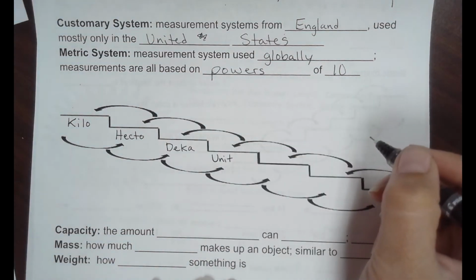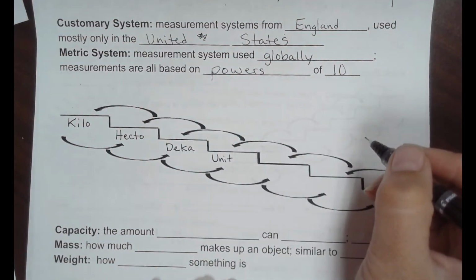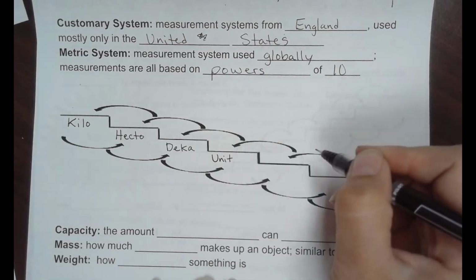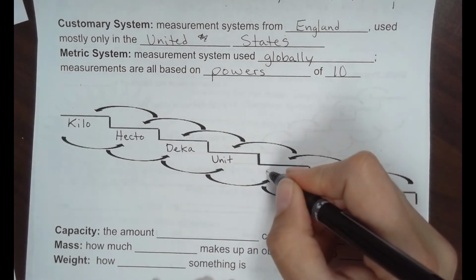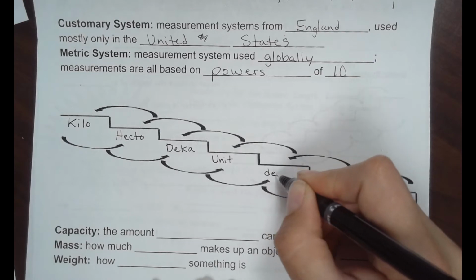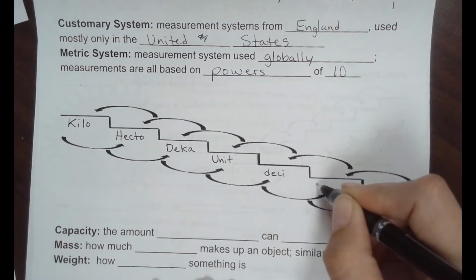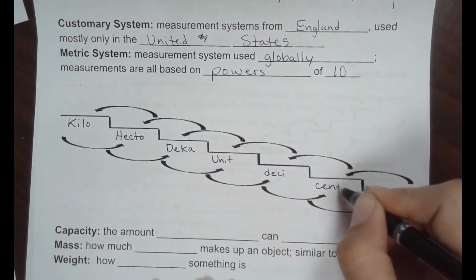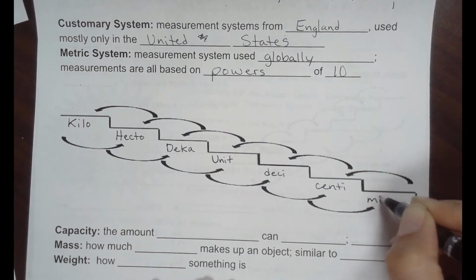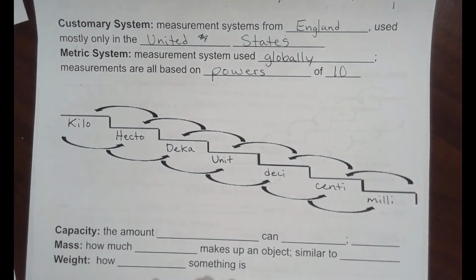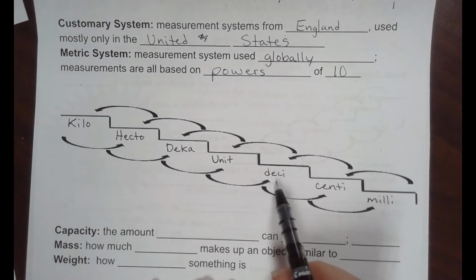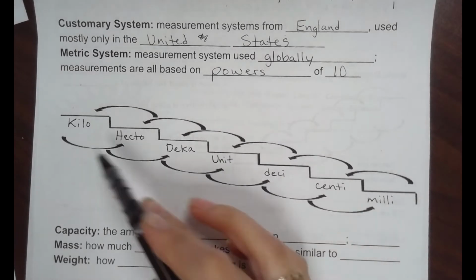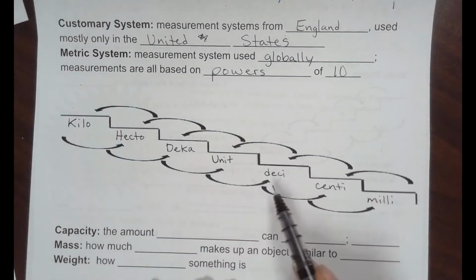Okay, the unit will change depending on what you're measuring. Then deci, centi, and milli. So, King Hector died unexpectedly drinking chocolate milk. Will help you remember that.